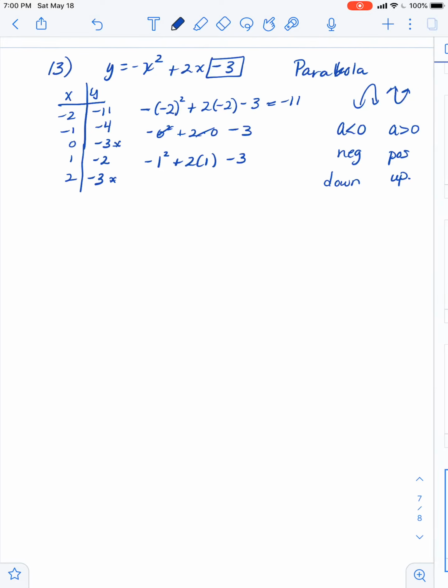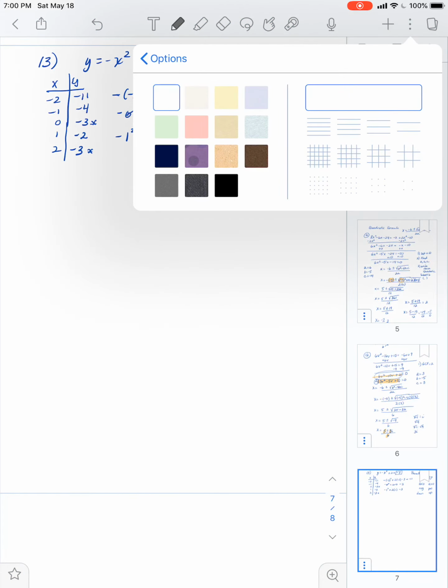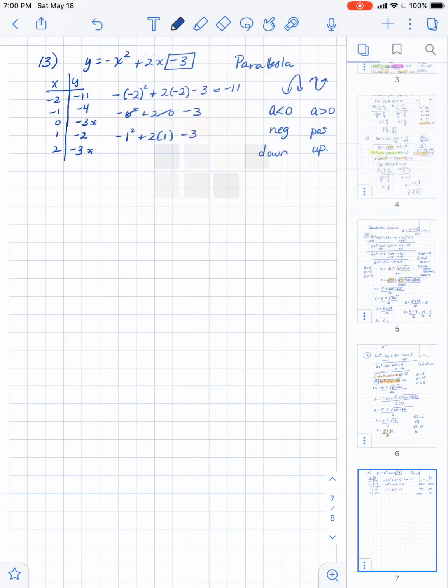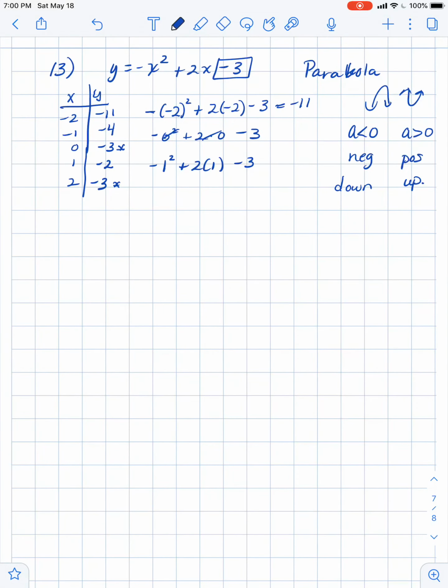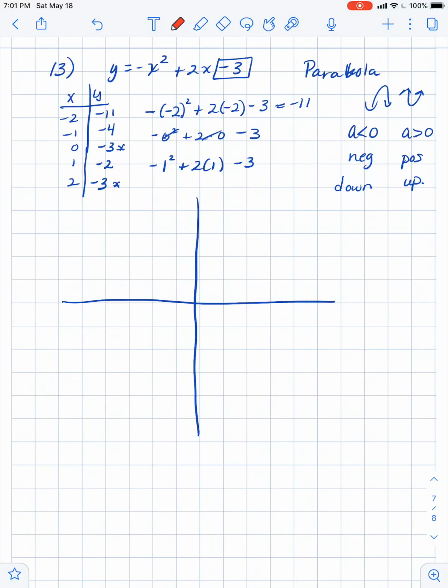So what I would do now is just go graph, and we'll get me some graph paper here. And so I'm just going to quickly graph this. Okay. And so I have 2 and -11. Well, that's way down there. I'm not going to bother with it. I have a -1, -4, -1, -2, -3, -4. I have 0, -3. I have 1, -2.